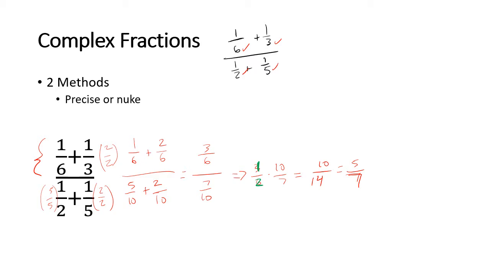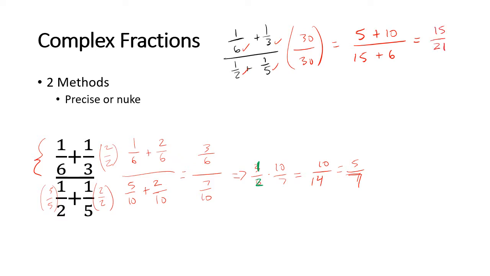Actually, we're not going to get them all in terms of 30. We're going to multiply the entire problem by 30, so the numerator and denominator by 30. What that does for us is says, okay, what is 1/6 times 30? It's 5. What is 1/3 times 30? It's 10. What is 1/2 times 30? 15. What is 1/5 times 30? It's 6. So we're left with 15/21.